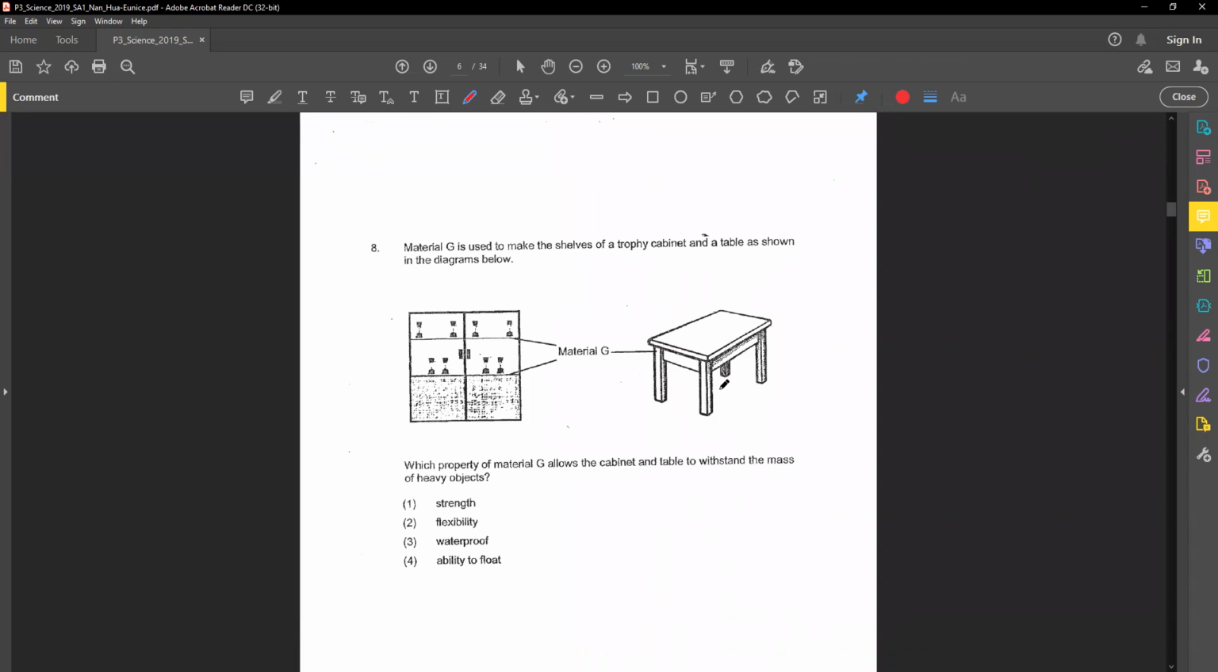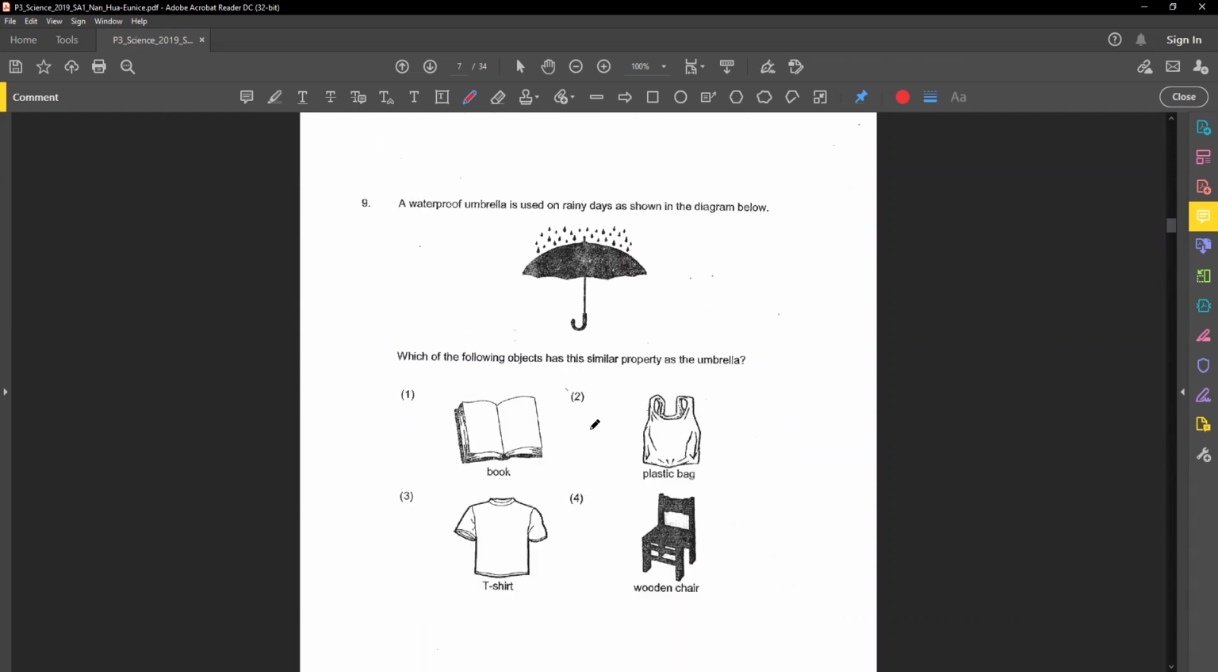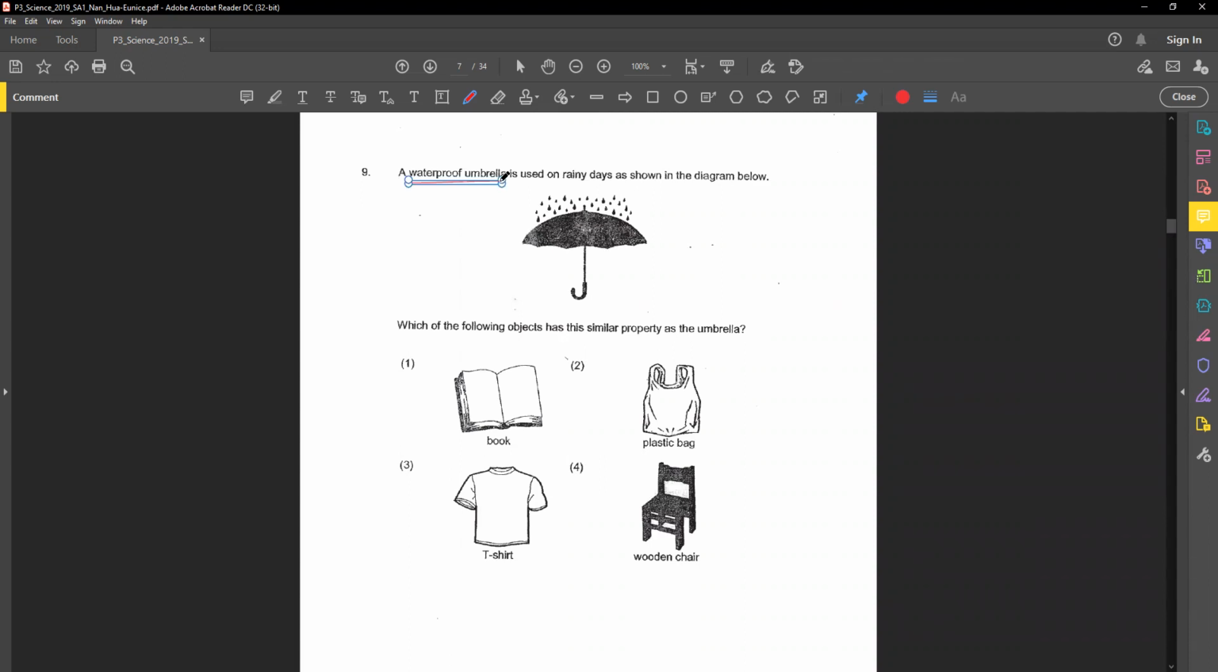Question 8 tests your knowledge on materials and asks which property of material is able to withstand the mass of heavy objects. As strength is the ability to withstand heavy objects without breaking, the answer is 1. Question 9 shows you a waterproof umbrella and asks which of the following objects share the same property. So the property that the question is talking about is waterproofness, and the correct answer should be 2, as the other objects can absorb water.